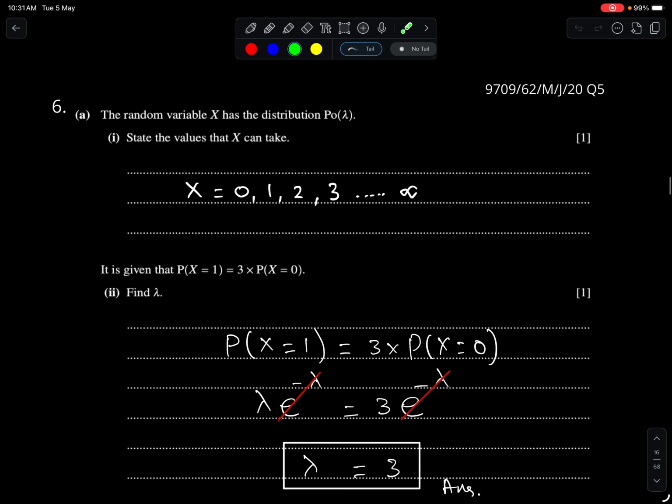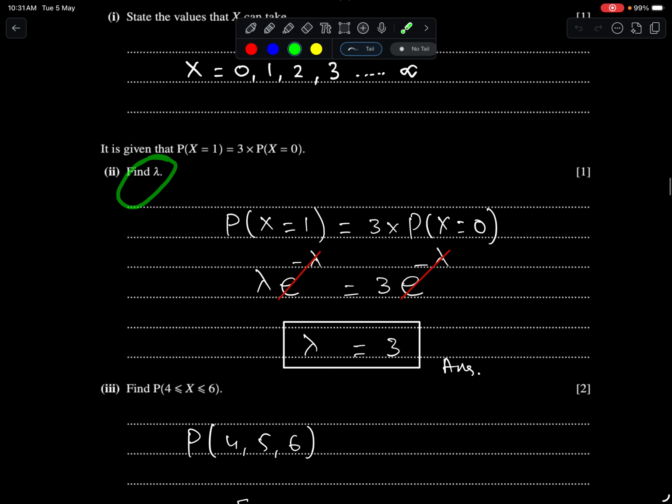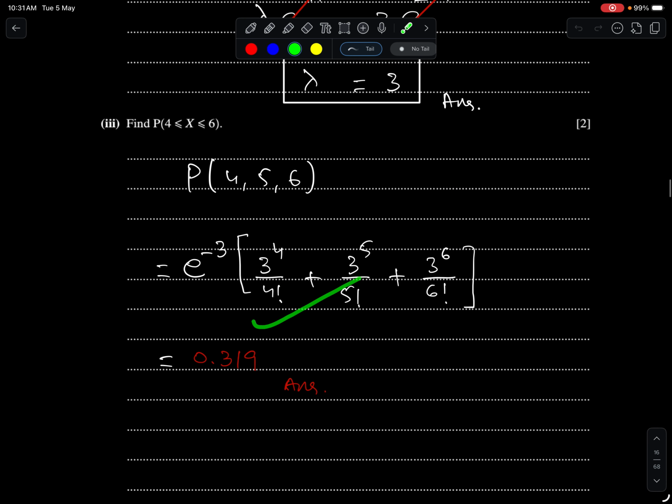The random variable X has the Poisson distribution. State the values X can take. X takes values 0 to infinity. And this is the given equation, and we need lambda. So for x = 1 we write lambda e^(-lambda). Copy 3. For x = 0 we write e^(-lambda). Cancel these two and get the value of lambda. This part is simple, I'm leaving this.